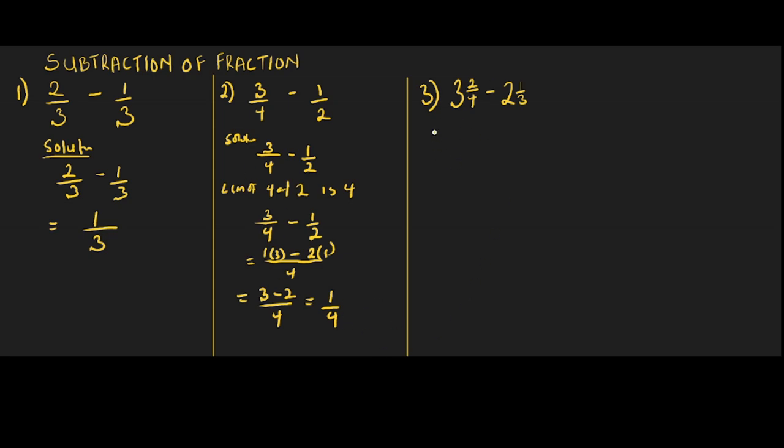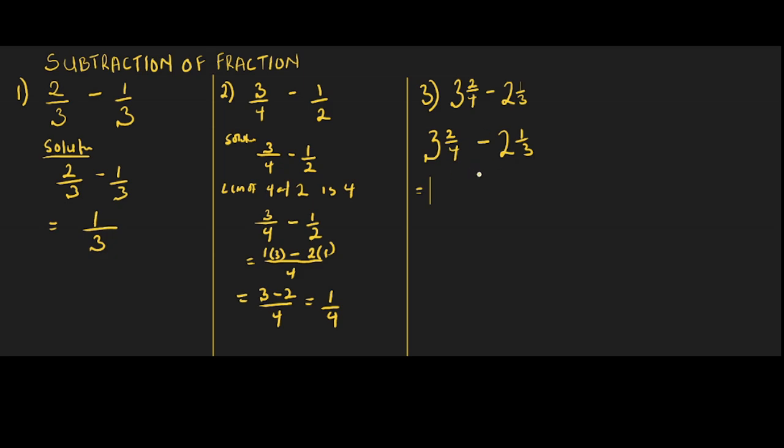Here, the third question we have is 3 whole number 2 over 4 minus 2 whole number 1 over 3. In this case, we have a mixed fraction. Now what we do here is, the whole number here is 3, the whole number here is 2. Subtract that one first. 3 minus 2, we have 1. Now, 4 and 3 are the denominators here.